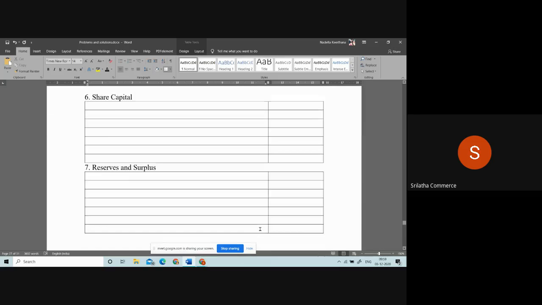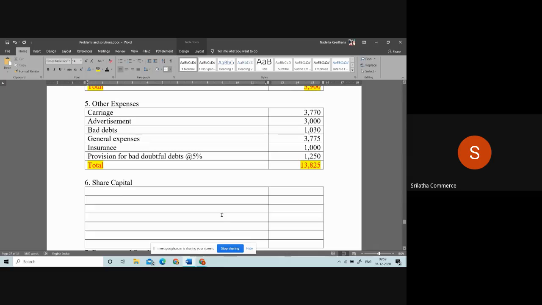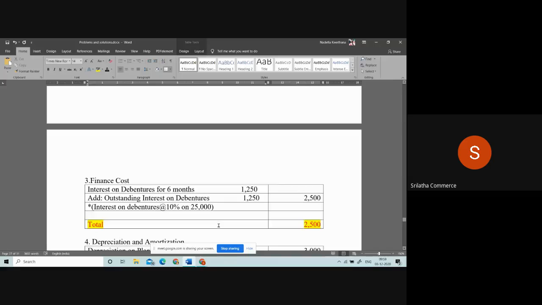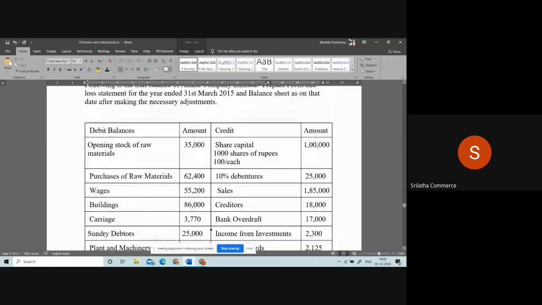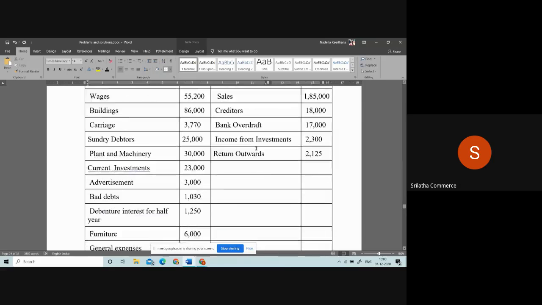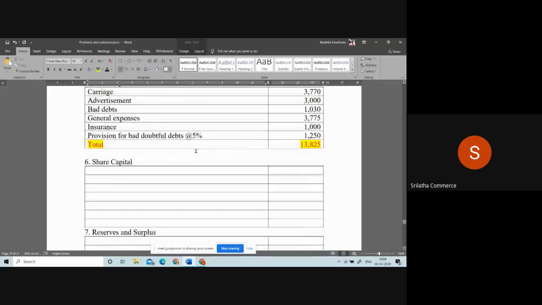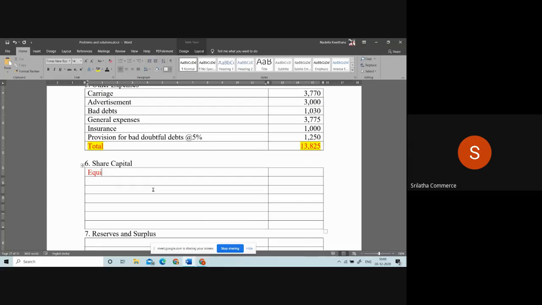Ready with the format? Now we'll go in the sequence. So see the problem. First we'll take the credit side. On the credit side you have share capital, 1000 shares of rupees 100 each. So it comes under share capital. Which share capital is it? Equity share capital. How many shares, ma? 1000 shares, no? 1000 equity shares at the rate of 100, 1 lakh.